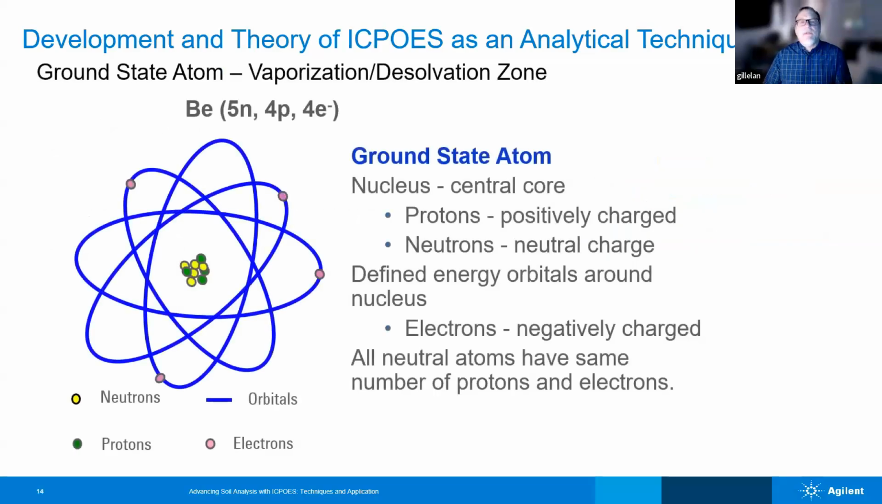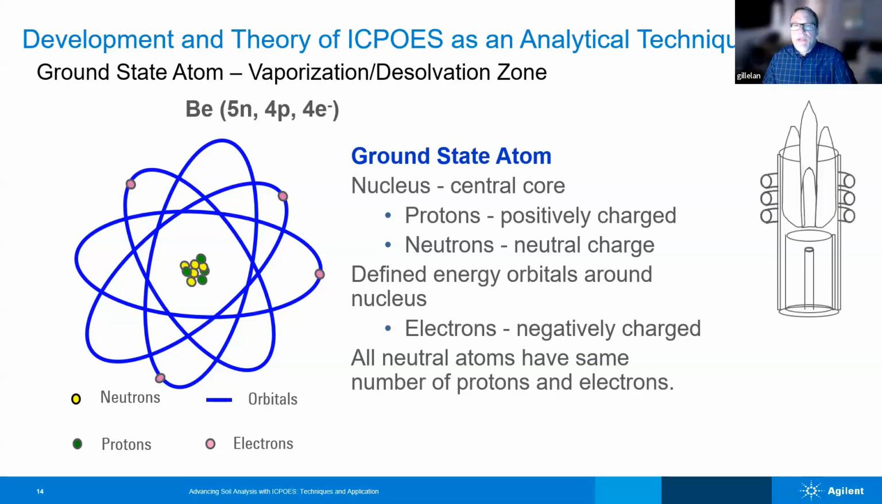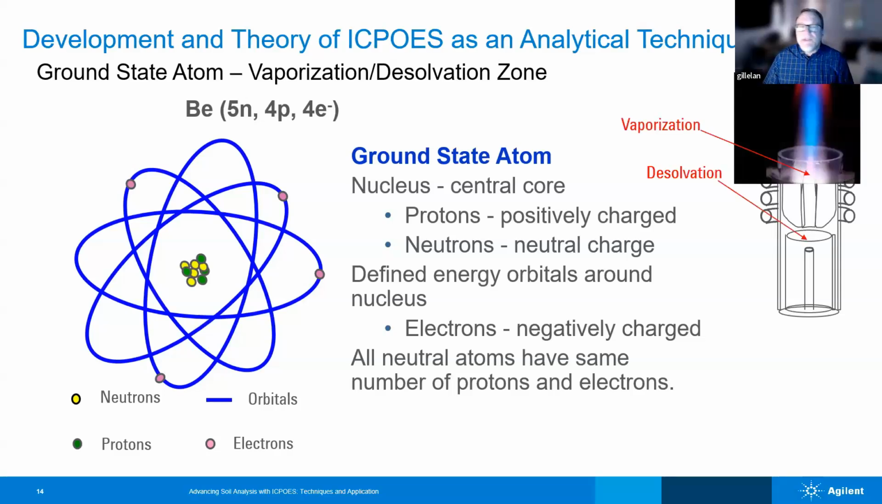So you take a ground state atom. I've made the atom look a little more interesting than the typical Bohr model. But if you take a ground state atom, with the same number of electrons as protons, everything's in equilibrium. Well, if you put that into a plasma, and basically what we'll show you is the zones of the plasma and where things take place. We're talking about vaporization and desolvation right now. So in the vaporization and desolvation zone, you have exactly that.